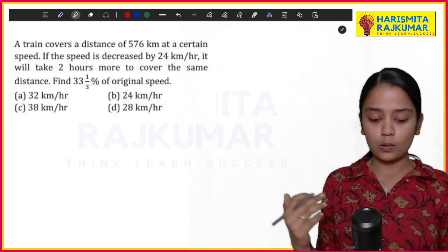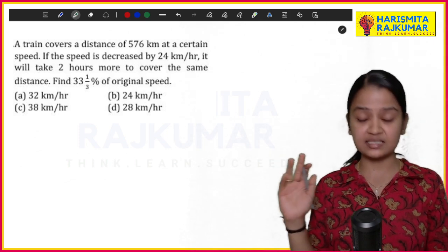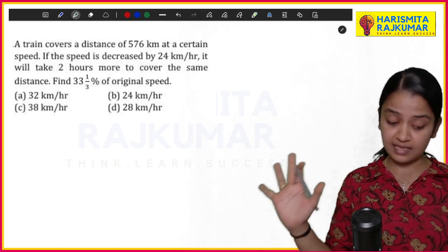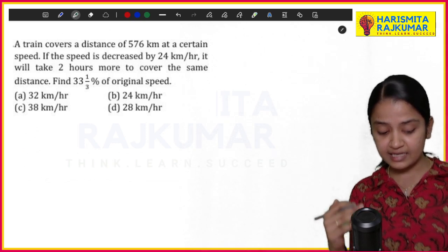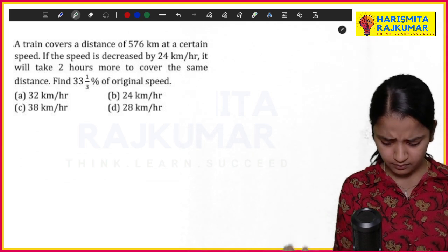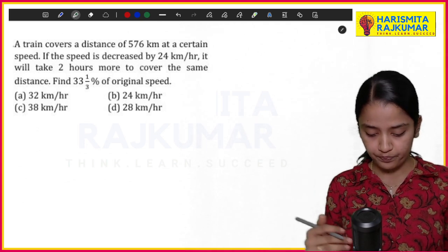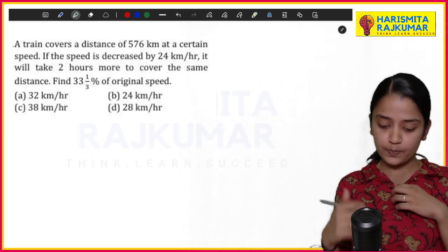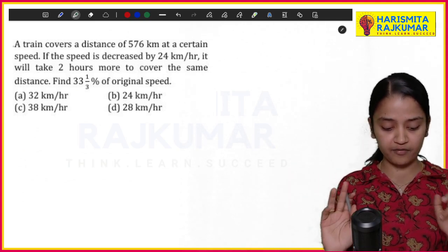A train covers a distance of 576 kilometers at a certain speed. If the speed is decreased by 24 kilometers per hour, it will take 2 hours more to cover the distance. So if the speed is 24 kilometers less, it will take 2 hours more.